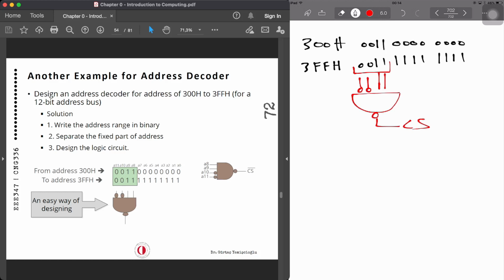Okay, so this is how memories work and how they are operated, and how their capacities and organization are formed with the different types of memories.